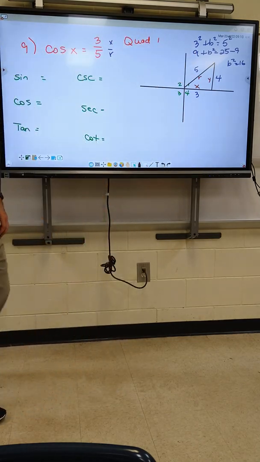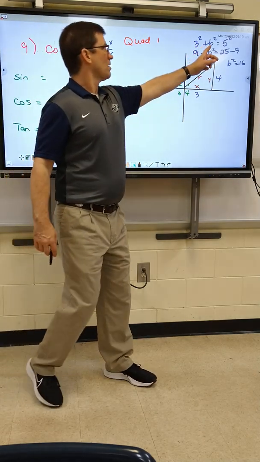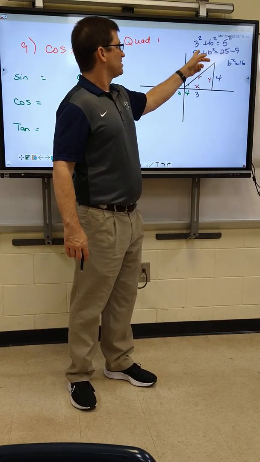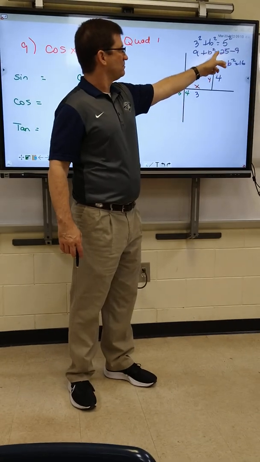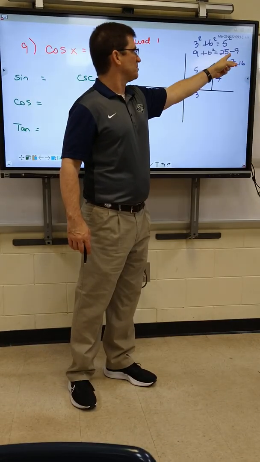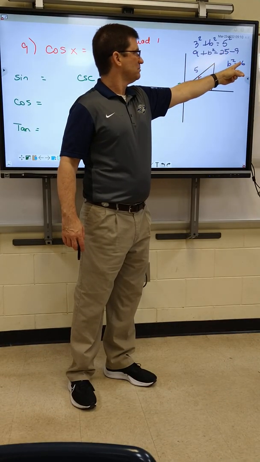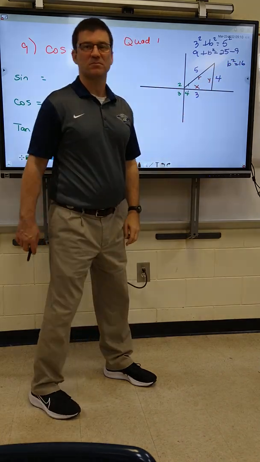Where'd you get 4 from? Right here. 3 squared is 9, 5 squared is 25. I brought 9 over, so I had to subtract. I got 16. Square root of 16 is 4.